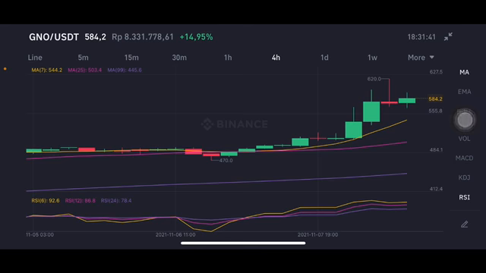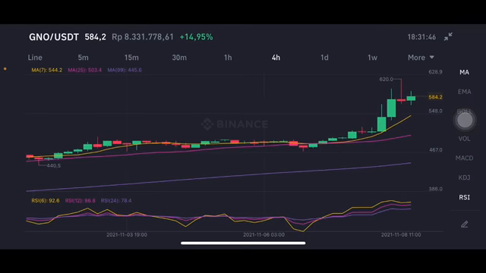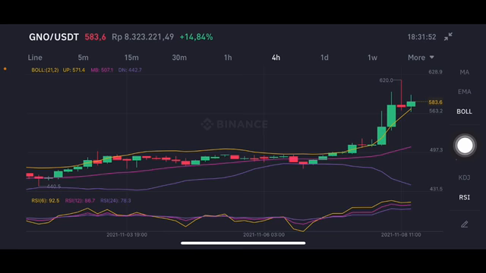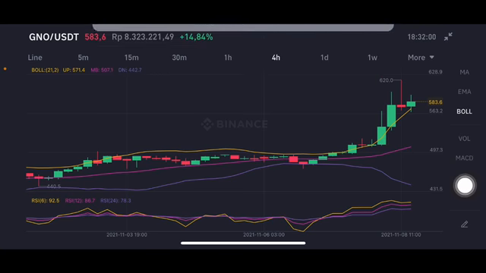But if it breaks below 503, then there will be a correction here, going down to this one, 440, so we should pay attention to it, right? The next move is the Bollinger Band here, which tries to go to the upper band first, 571 US dollars, and if there's a correction, then it goes to the pink one here, 507 US dollars.